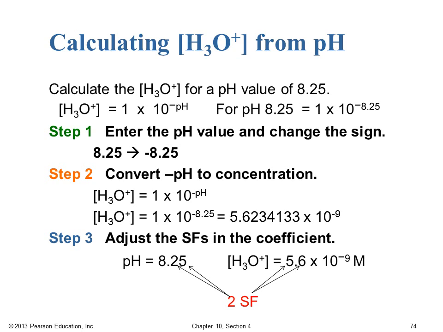And so 10 to the negative pH is equal to 1 times 10 to the minus 8.25, and we get a value of 5.6234 with lots of decimal places times 10 to the minus 9. To report the correct number of significant figures, since the pH has 2 decimal places, we're allowed to report 2 significant figures in the coefficient of our H3O plus concentration, and we get 5.6 times 10 to the minus 9.